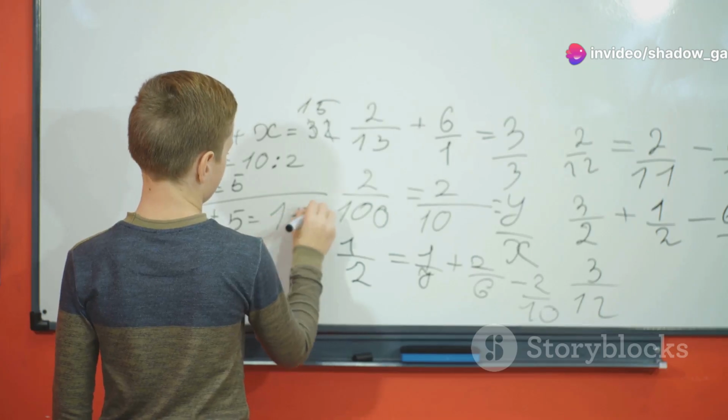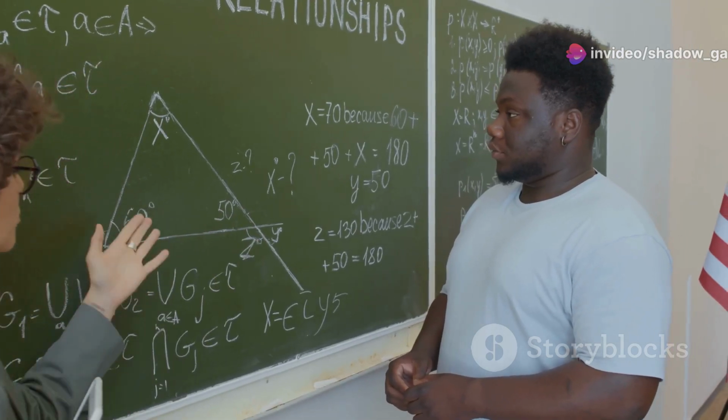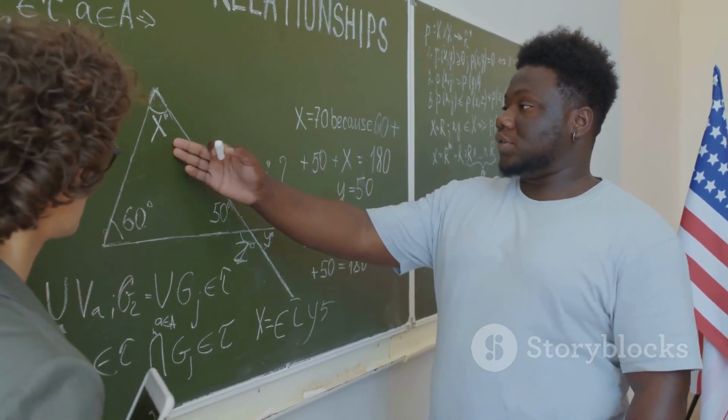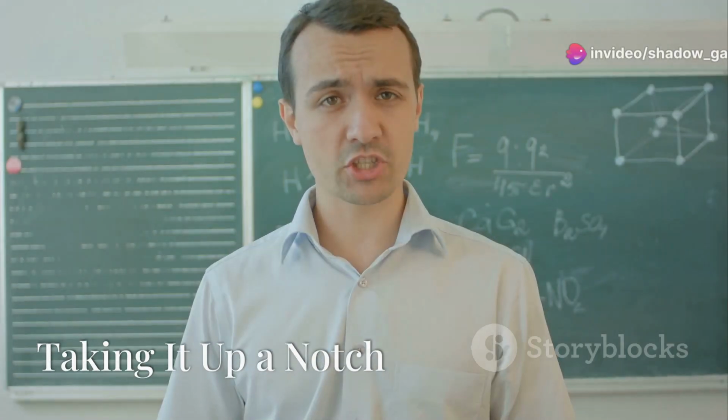Step 2. Isolate the variable. Divide both sides by 4. 4y divided by 4 equals 16 divided by 4. Therefore, y equals 4. We have found the value of y that satisfies the equation.